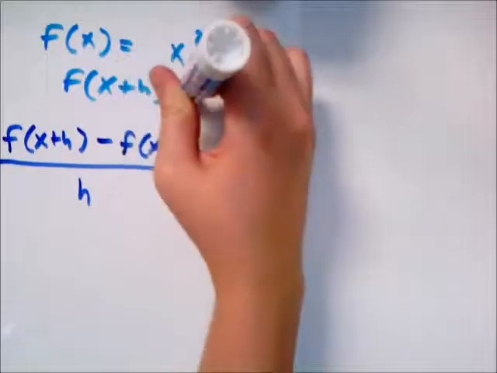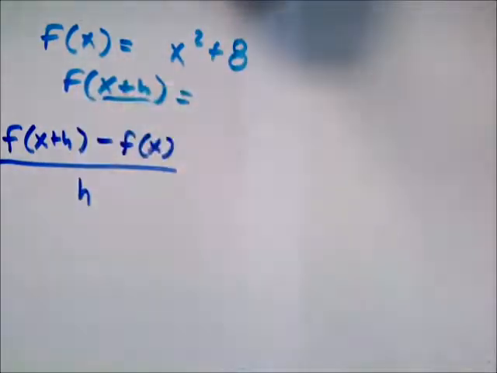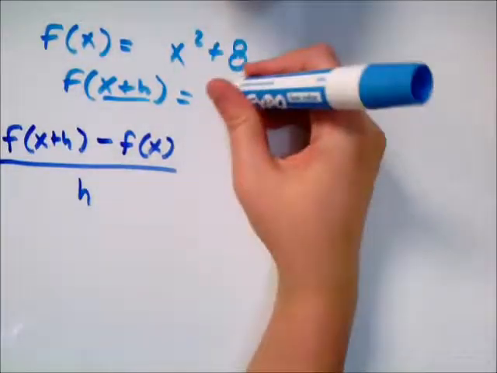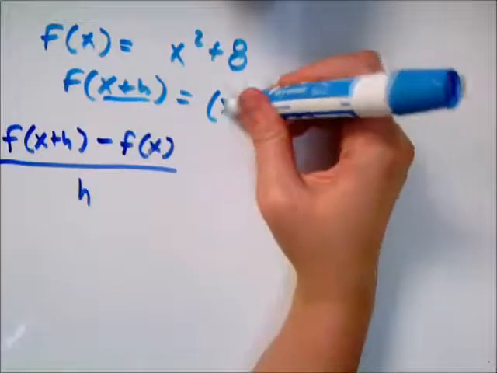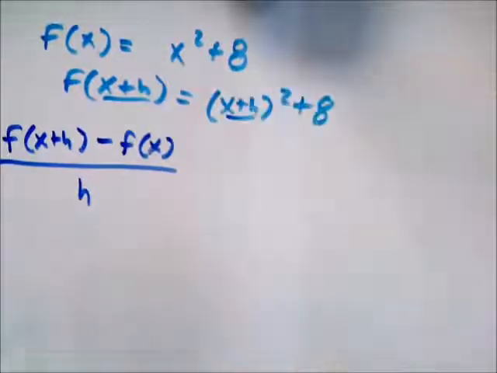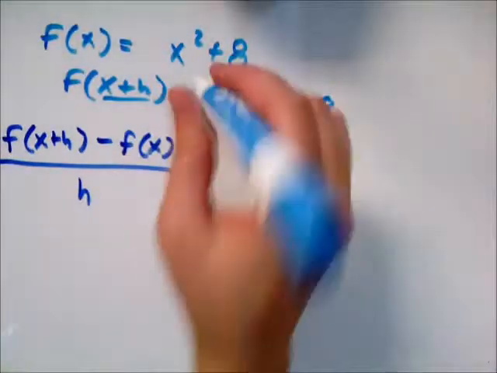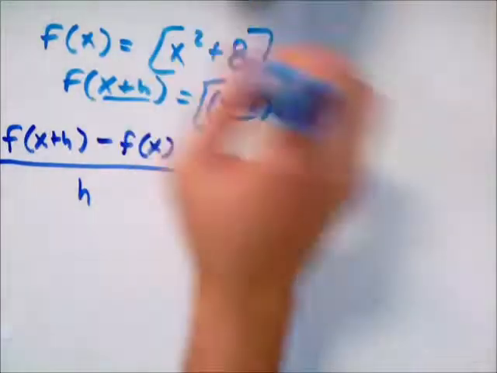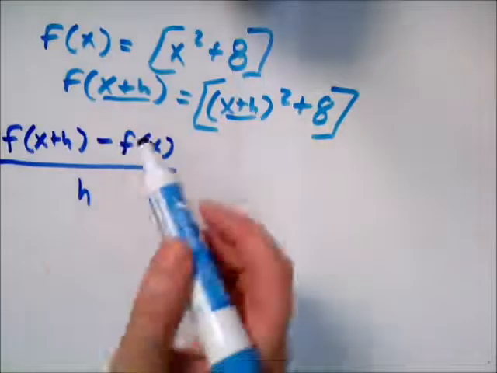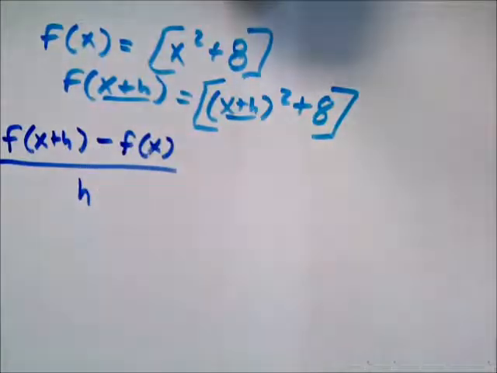Well, think of any function in general. When it says f of something, what do I replace that with x? So if this function says something squared plus 8, if I'm supposed to do f of x plus h, then x plus h goes in there for x. So here's what f of x plus h looks like, and here's what f of x looks like. So I want to take those two things and, according to this formula, subtract them.